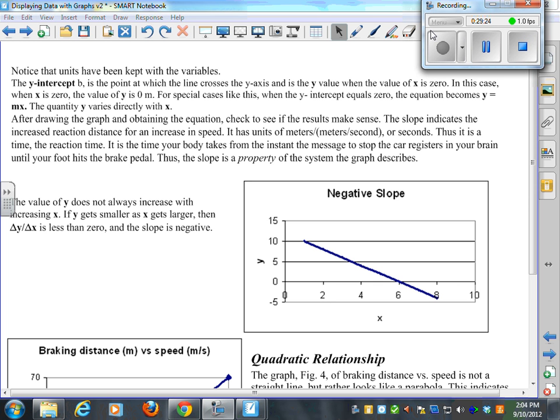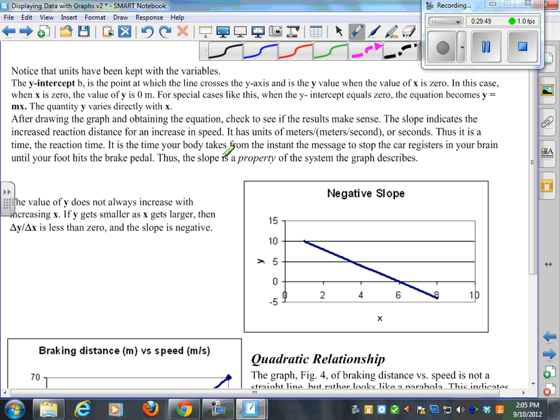After drawing the graph and obtaining the equation, check to see if the results make sense. The slope indicates the increased reaction distance for an increase in speed. It has units of meters per second, which simplifies to just seconds. Thus, it is the time, the reaction time. It is the time your body takes from the instant it commences to stop the car, registers in your brain, until your foot hits the brake pedal. Thus, the slope is a property of the system that the graph describes.